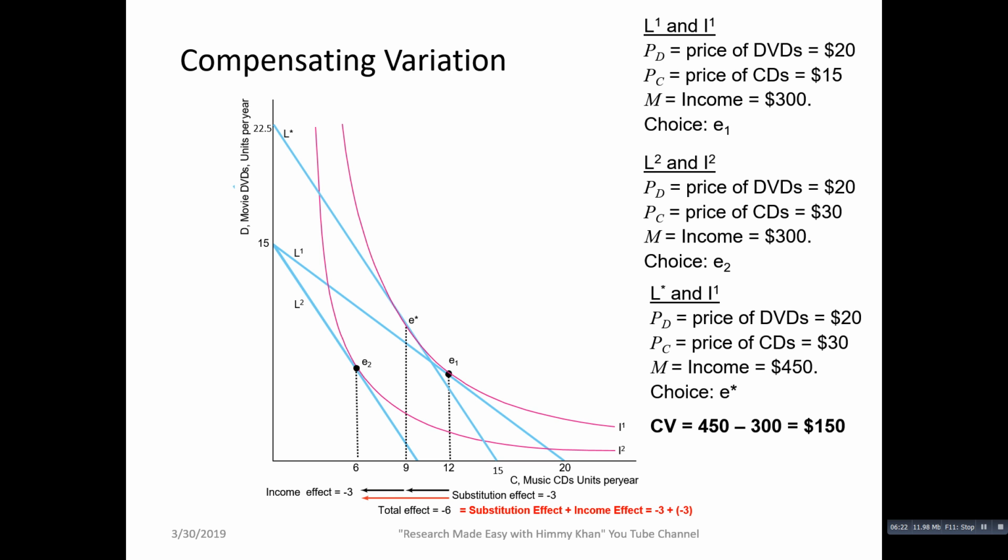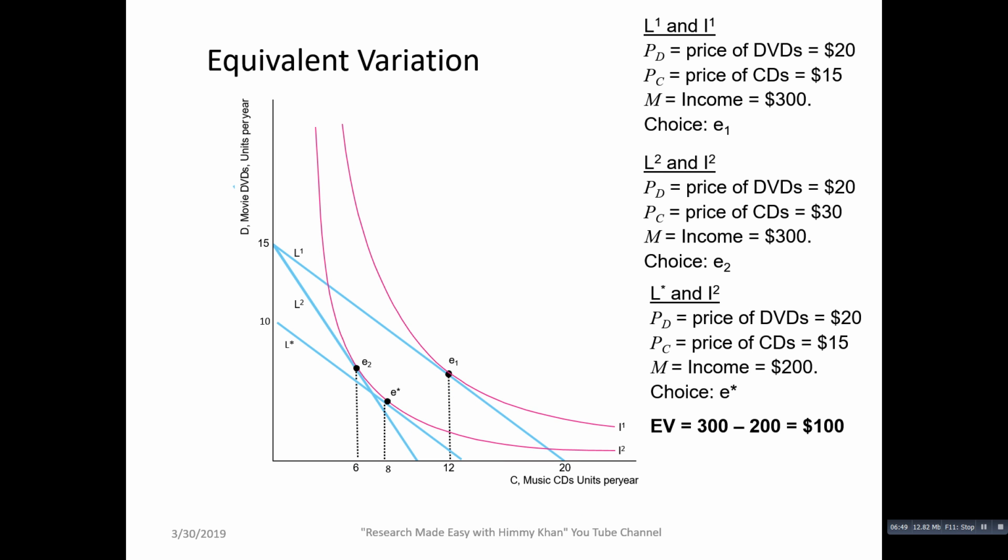So it means compensating variation in this case will be equal to 450 minus 300, and that will be equal to $150. So it means that if you want to compensate the consumer for the loss of his welfare due to increase in the price of CD, then we will have to give him $150, and that will compensate him for the loss of his welfare.